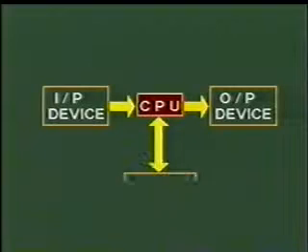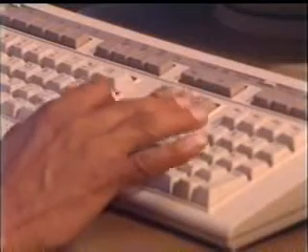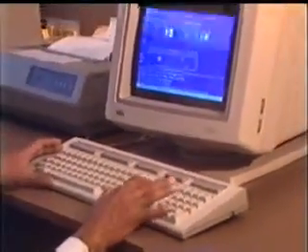Let us see how a computer works. Through input device, instructions are given to the CPU. CPU interacts bidirectionally with the memory where program and data are stored. Finally, the output is sent to the output device. In this computer, keyboard is the input device and output device is the monitor where results are displayed.